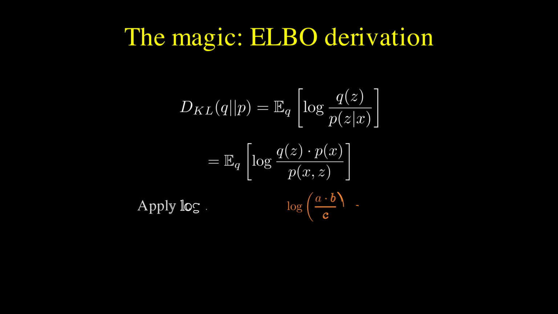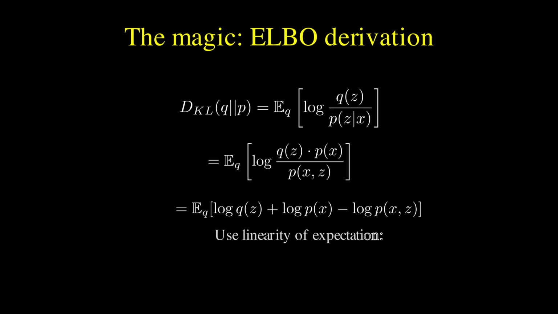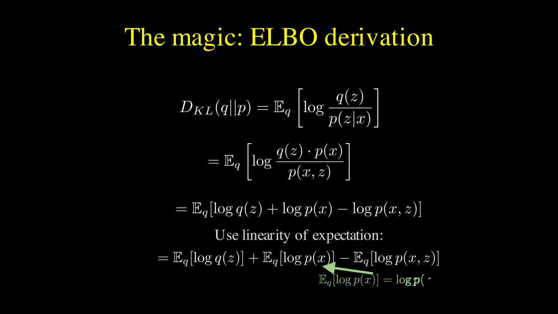Now, we apply the logarithm property that log of A times B over C equals log A plus log B minus log C, which gives us the expectation of log Q(Z) plus log P(X) minus log P(X,Z). Using the linearity of expectation, we can separate this into three expectations, and here's a crucial observation. Since P(X) doesn't depend on Z, its expectation under Q is just log P(X) itself.